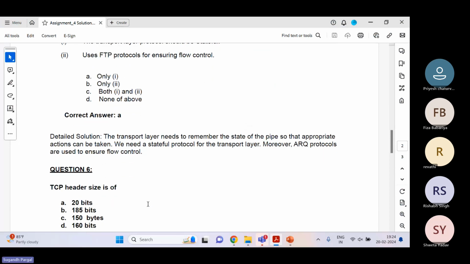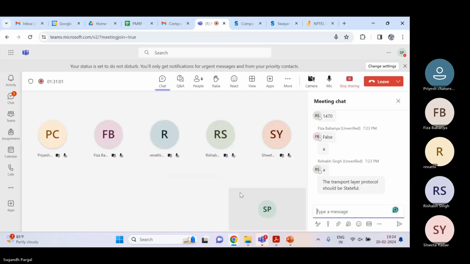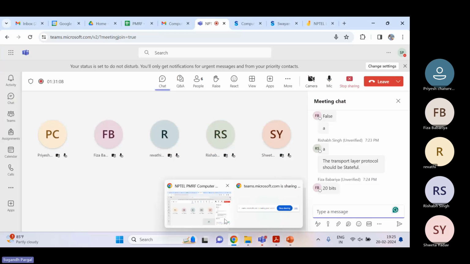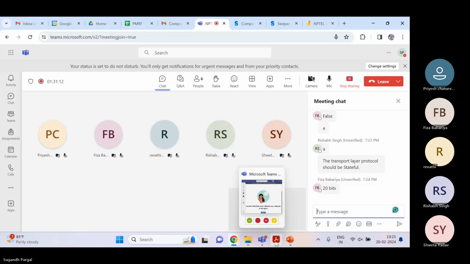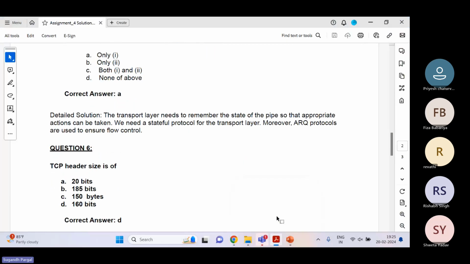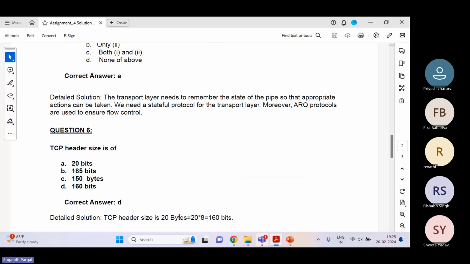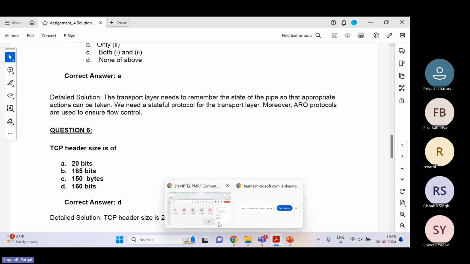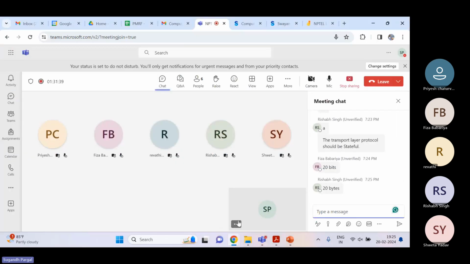The TCP header size, which one of these? No, you're wrong. It's not 20 bits. The answer is D, that is 160 bits. TCP header size is 20 bytes. That is equivalent to 20 into 8 bits, that is 160 bits. It is not 20 bits. So there is a difference between bytes and bits. If it is in bytes, then you have to convert it into bits as the question asks.